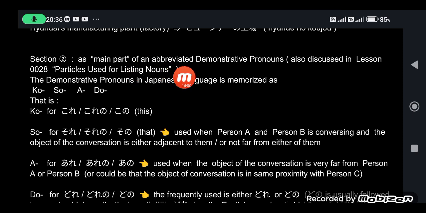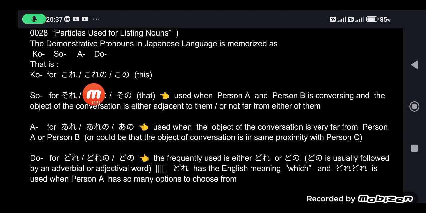So section 2, as part of an abbreviated demonstrative pronoun, also discussed in lesson 0028. Okay, so what do you mean? Actually, there are demonstrative pronouns in Japanese. The demonstrative pronouns in the Japanese language are commonly known as kosoado. So why kosoado? Ko is for kore, and if there's a nuance of possession, the kore will use the no. So kore no. But this kore no is almost always abbreviated into kono. So kono is actually kore no. Kore no is the long form of the possession form of kore.